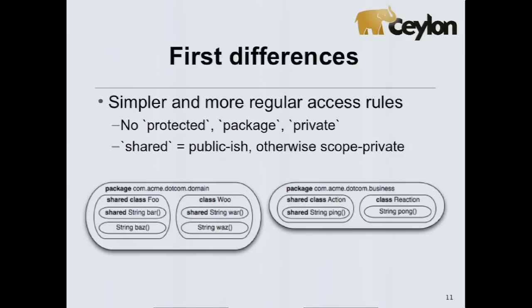So if we look at an example, in the class foo, I've got a baz method, which is not shared. So it's private and not visible by other people. But the bar method is shared, so it's visible everywhere foo is visible. So the class who can see the class foo can then call bar. But because the class foo is also shared, it can be seen not only within the same package, but also across packages. In this case, the class action can go and call bar. Make sense? And the rule is much simpler. In about one sentence, you can describe it in the specification.